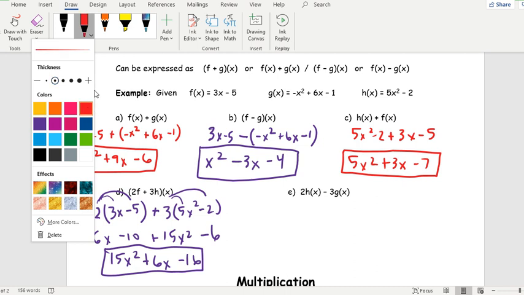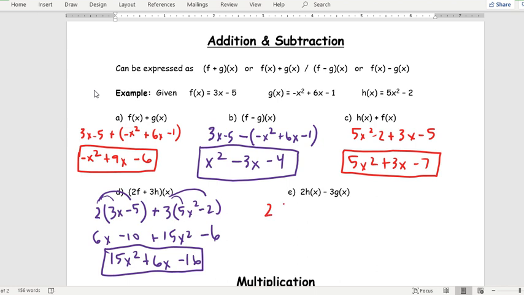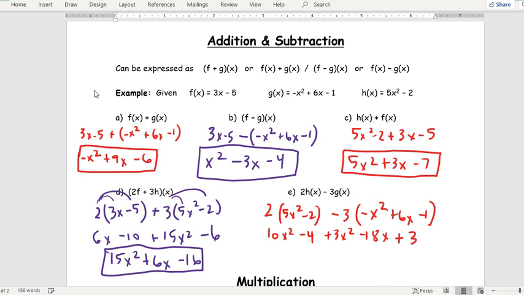So we are going to multiply the h function by 2. So that will be 2 times 5x squared minus 2. And we're going to subtract from that 3 times the g function, which is negative x squared plus 6x minus 1. All right, so here we get 10x squared minus 4. And here we get positive 3x squared and negative 18x. Negative 3 times negative 1 is plus 3.